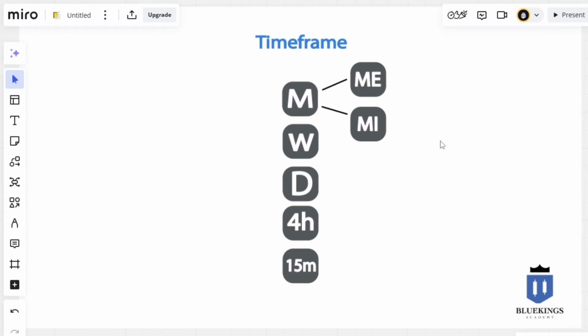So this is our time frame hierarchy. The time frames we use are arranged in this hierarchy: monthly, weekly, daily, 4 hour, 15 minutes. Now the monthly is divided into two hierarchies, the monthly external and the monthly internal. So if you want to call the hierarchy again, it's going to be monthly external, monthly internal, weekly, daily, 4 hours, and 15 minutes. So now I'll move forward to explain how it is.